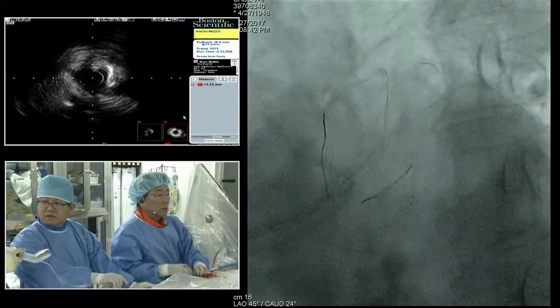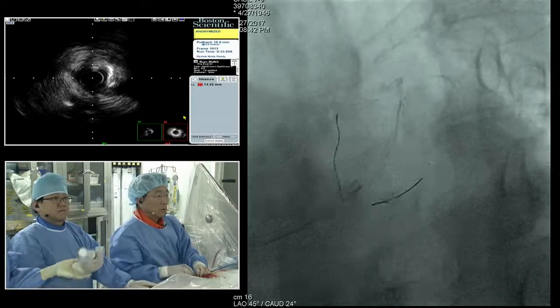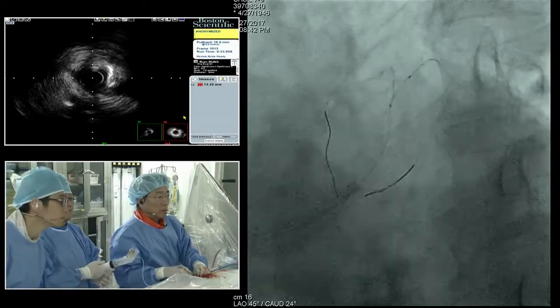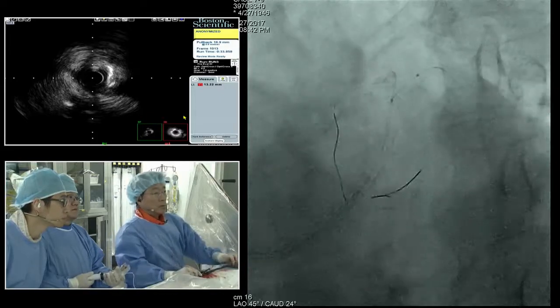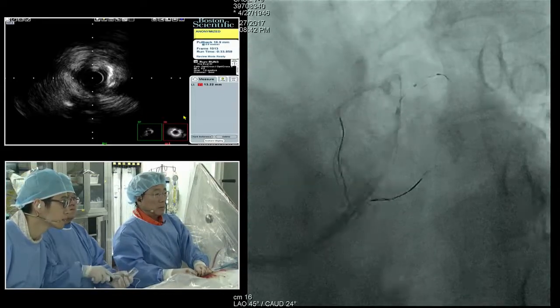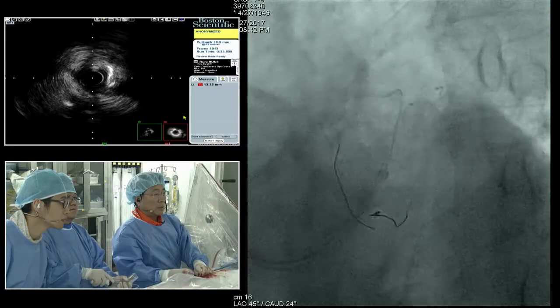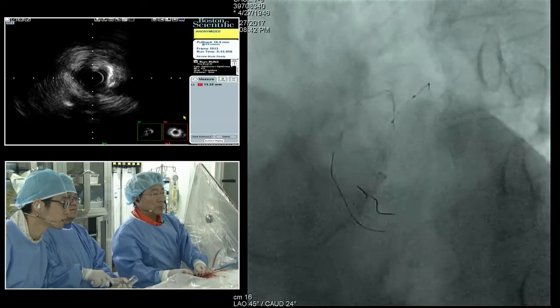Vision length 13. All right, here we are. Test, please. Okay, I think here we are. Just a minute, I want to pull the balloon out. Okay, inflate.